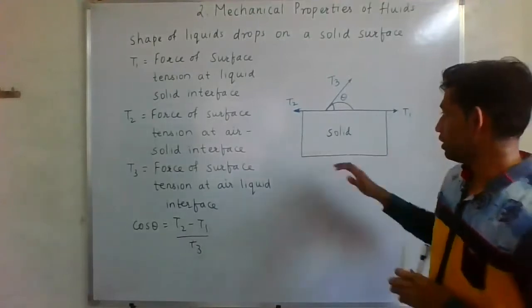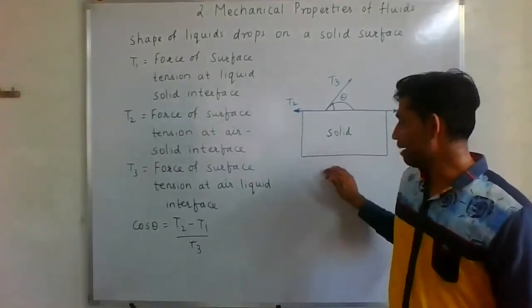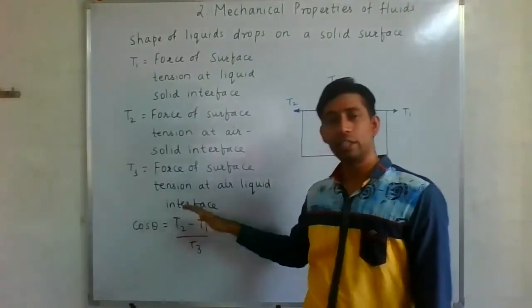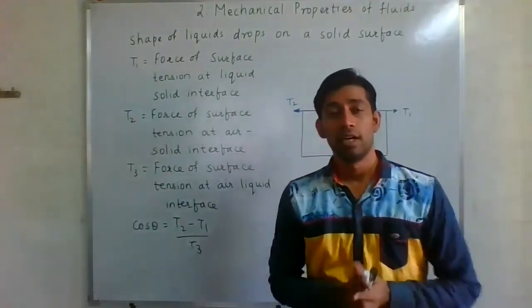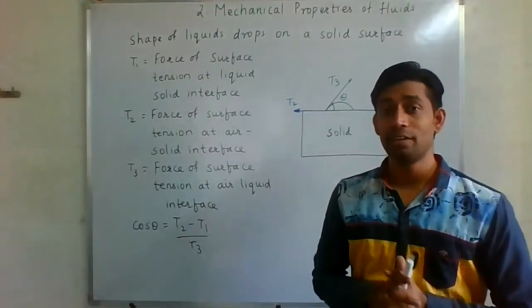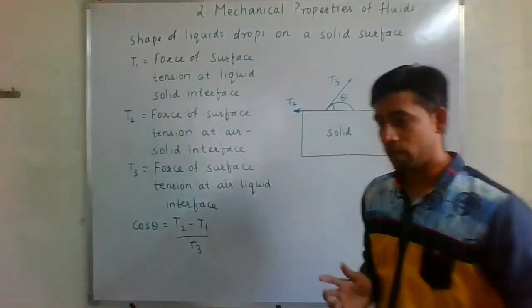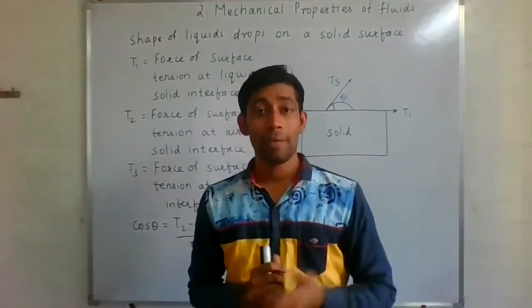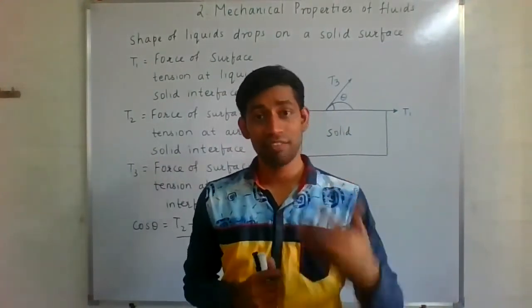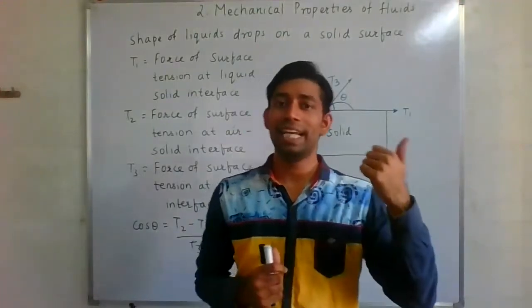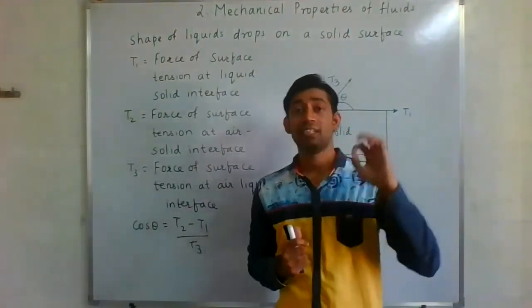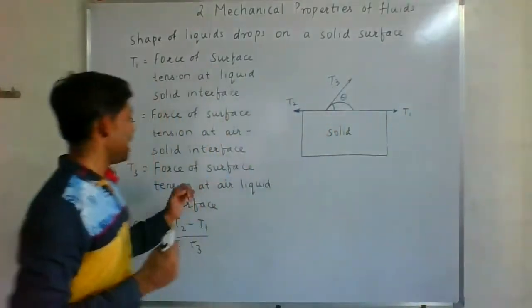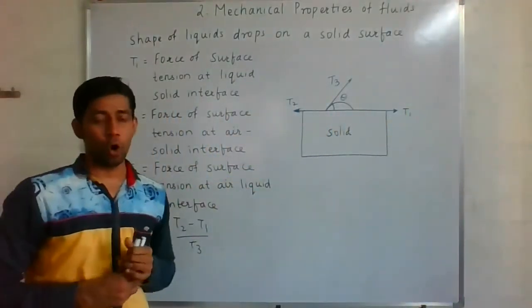Through this diagram, we are going to derive this formula, and you can see that T1, T2, and T3, three things are involved in this. So let's understand what are those three things. You have heard of surface tension, which exists between solid and liquid, but in this case, we are going to consider surface tension between solid and air, as well as surface tension between the air and liquid interface also.